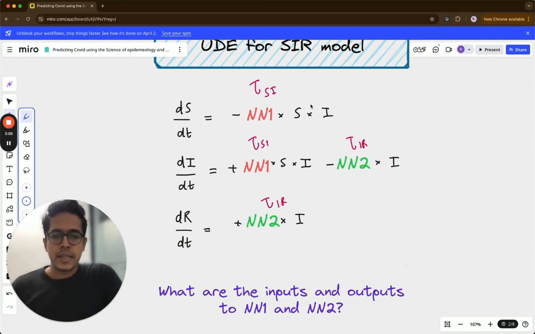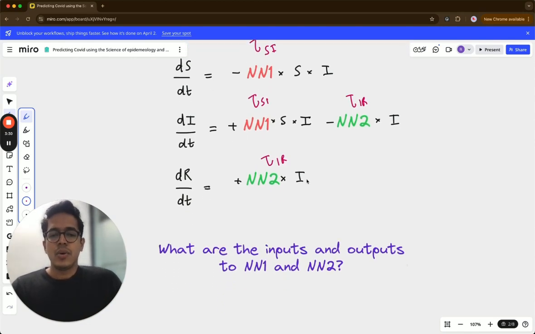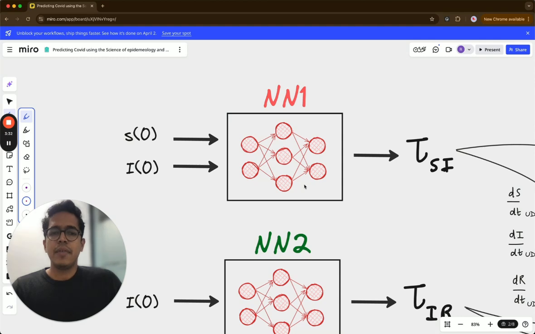Now here is my question. What are the inputs to these neural networks and what are the outputs? So let us think about that, right? This mental exercise that we are going to do right now will give you a fairly good idea about what exactly this UDE, universal differential equation, is. How can it make predictions in a more scientific way?